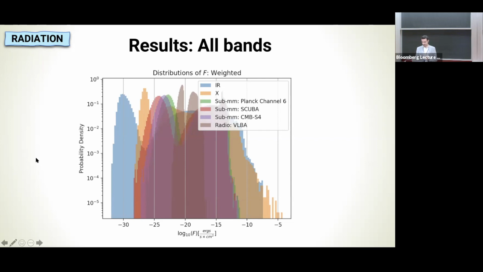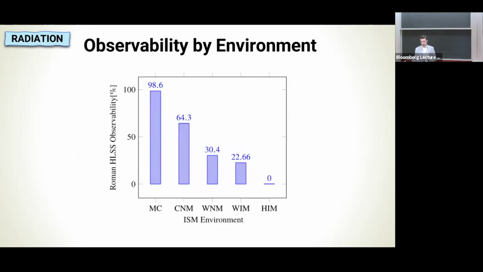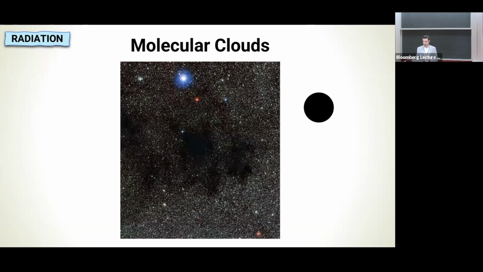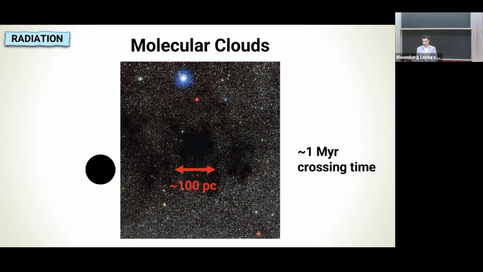And this is finally the results in the 5 bands, in all the bands. As you can see, they span about 28 orders of magnitude in fluxes. Finally, we studied in different bands which ISM environments are more likely to show intermediate mass black holes. I'm showing here the one for the Roman observability, in the infrared, but they are very similar with other instruments. The molecular cloud has almost 100% observability. So the lesson is, if a black hole is passing through a molecular cloud, assuming a dimension of 100 parsec, it should have a 1 million year crossing time, and it should be observable in basically every band.